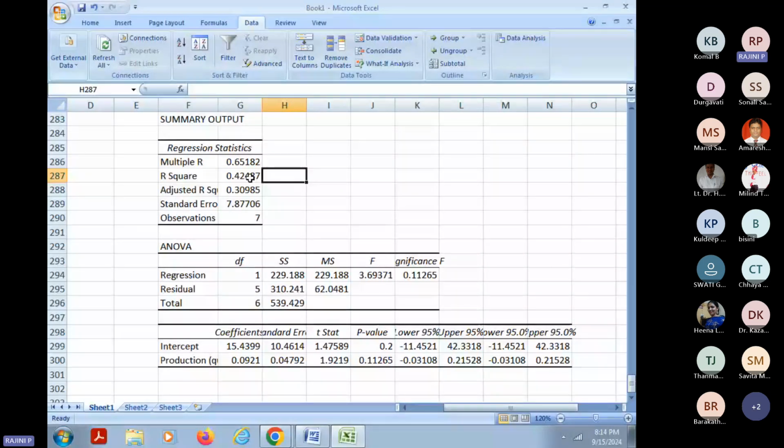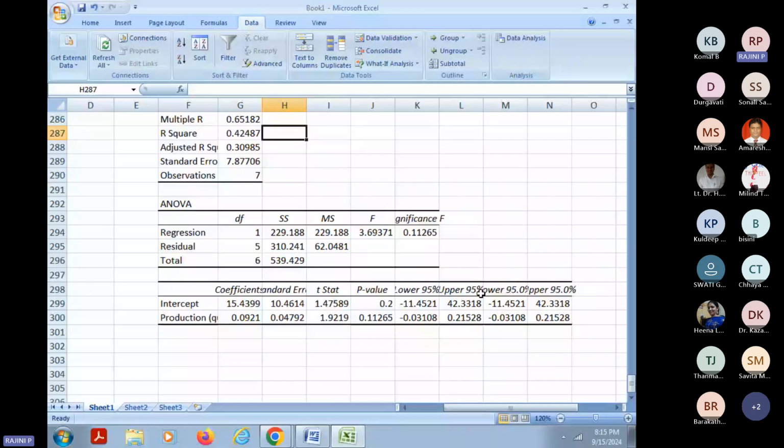Okay, and next, after that, whatever the model you are fitting, whether the fitted model is correct or not, how can you identify it? The significance value should be less than 0.05. Significance value must be less than 0.05, then our fitted model is a good model. This is the second point you need to check.